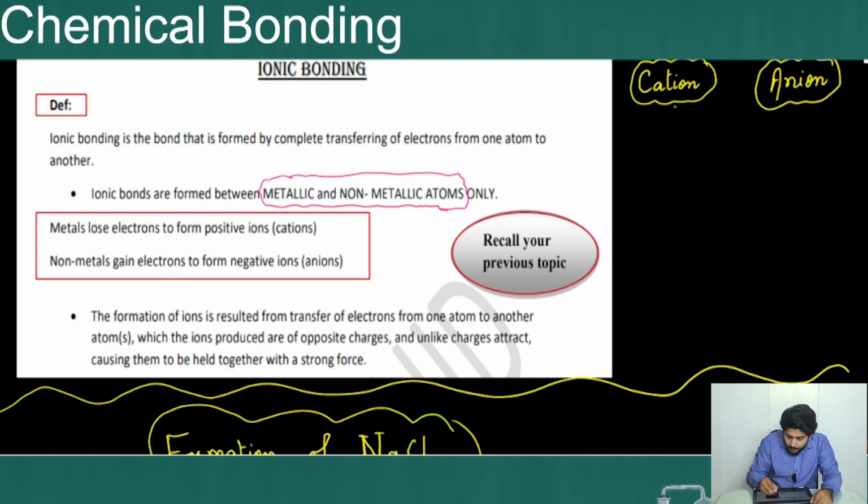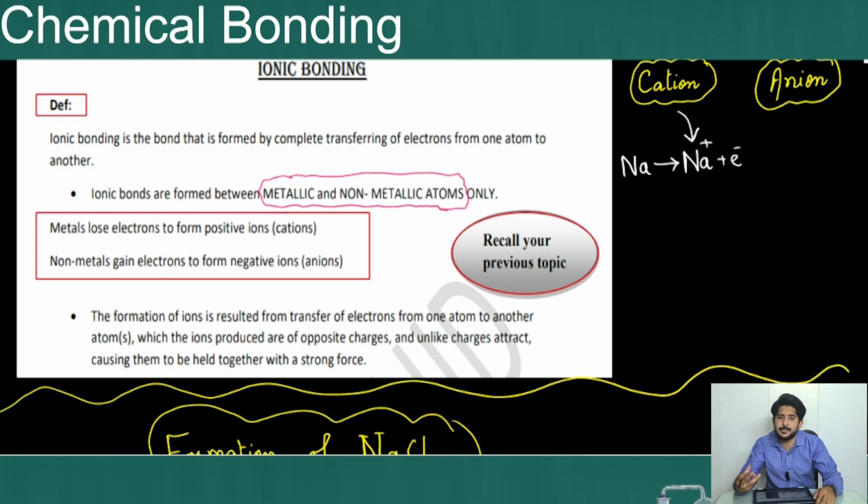Because we know cations are formed from the metals. Any metal, for example sodium, has a tendency to lose an electron. This is a property of metals. Metals donate their electrons and in this way they carry a positive charge. This species we call a cation.